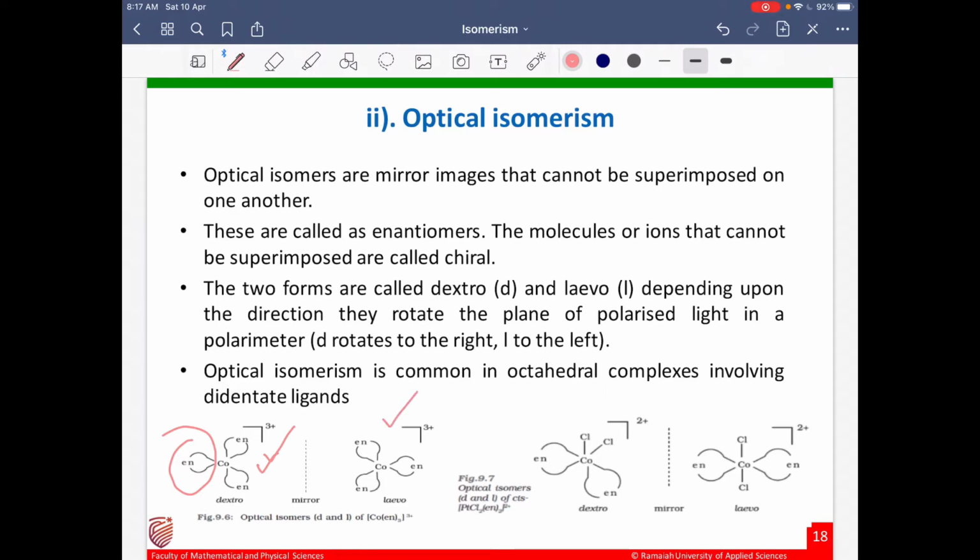If you take this structure and you take its mirror image, now try to superimpose its mirror image on the first image. Definitely they are non-superimposable. If they are non-superimposable, we can call them enantiomers. And if we perform the test using a polarimeter to find in which direction these compounds shift the direction of the light, this isomer will rotate to the right, that's why it's called dextro, and this isomer will shift the direction of the light to the left.